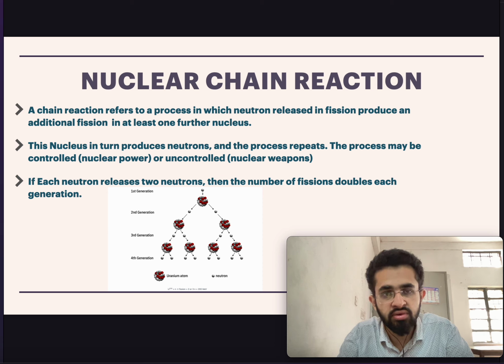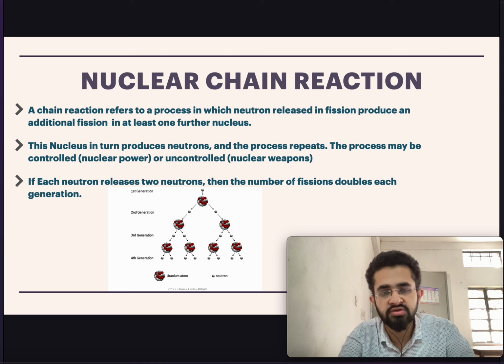Nuclear chain reaction. Chain reaction refers to a process in which neutrons released in a fission produce an additional fission in at least one further nucleus. This nucleus in turn produces neutrons, and the process repeats. The process may be controlled, as in nuclear power, or uncontrolled, as in nuclear weapons. If each neutron releases 2 neutrons, the number of fissions doubles each generation.